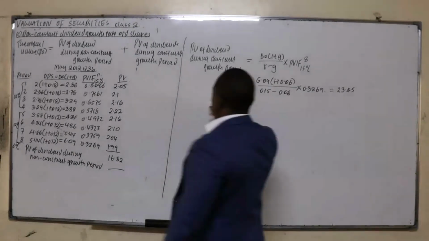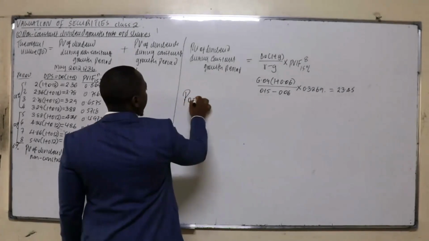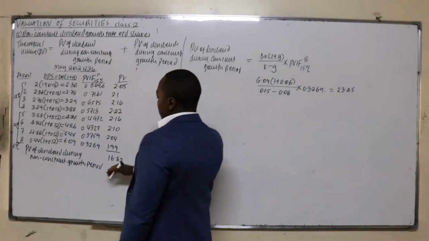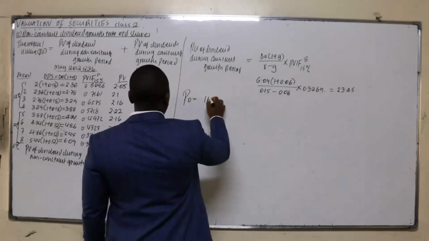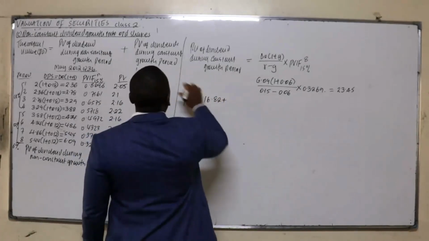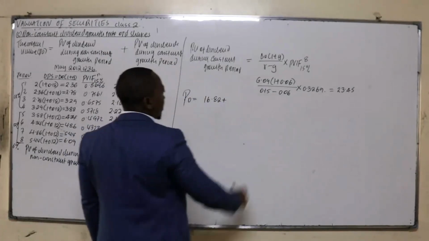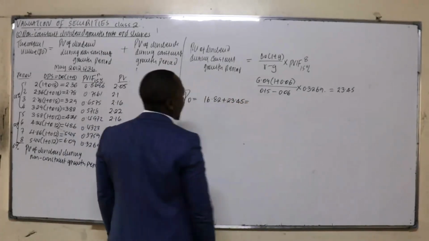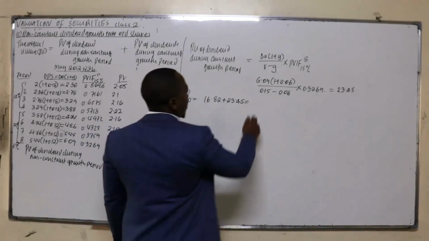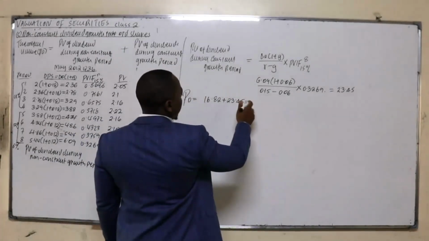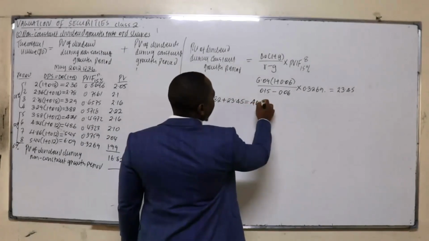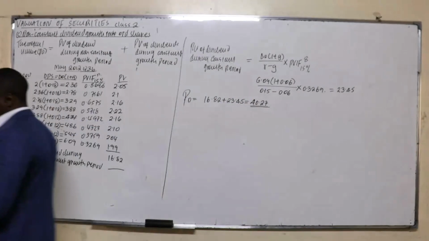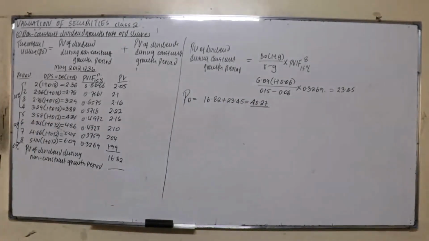So that means P0, or the intrinsic value: you take the present value of the dividend during the non-constant growth period, which is 16.82. Then you add the present value of the dividend during the constant growth period, which is 23.45. And that means the intrinsic value will be 40.27. Good. So you can copy.